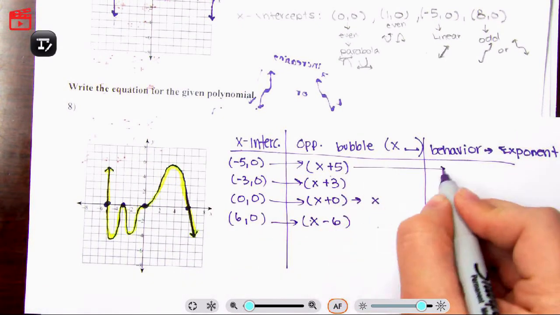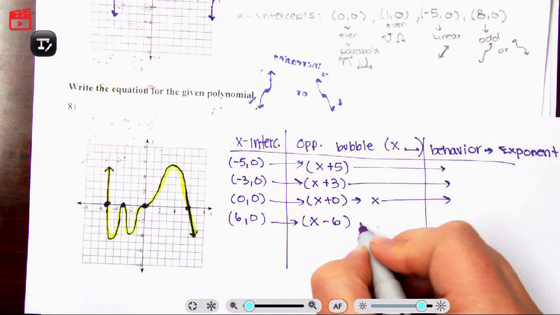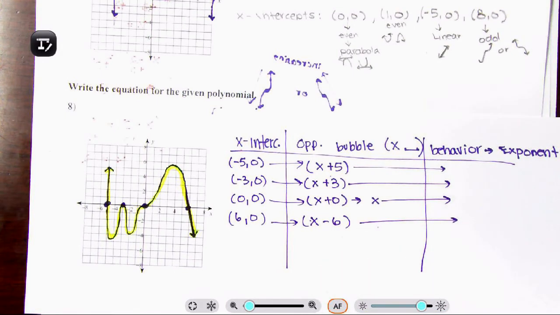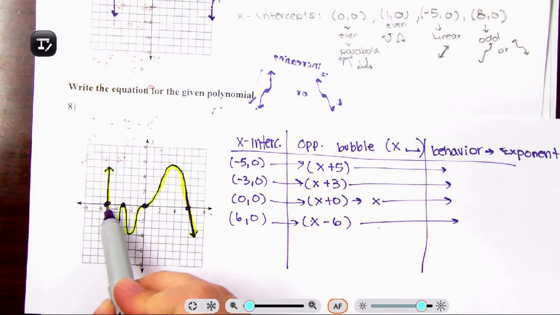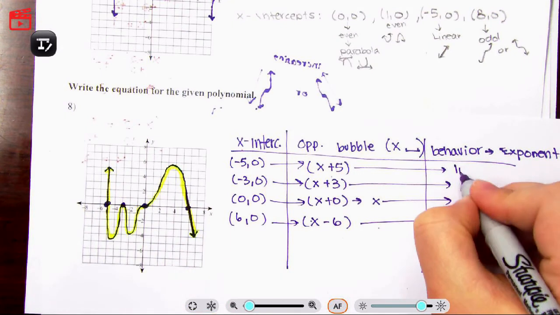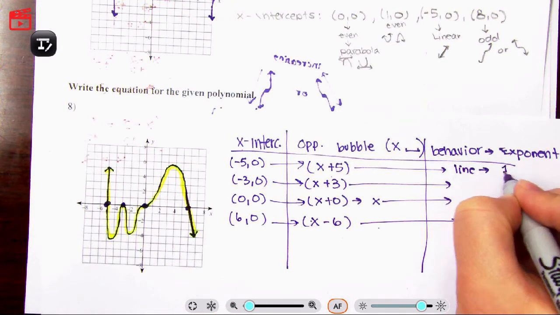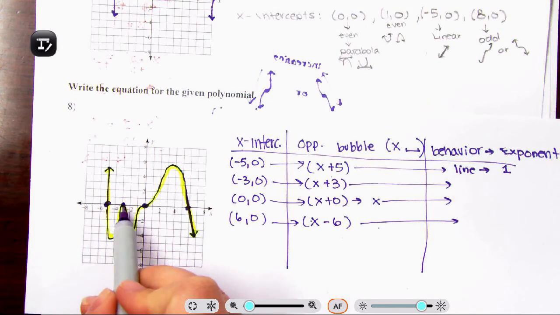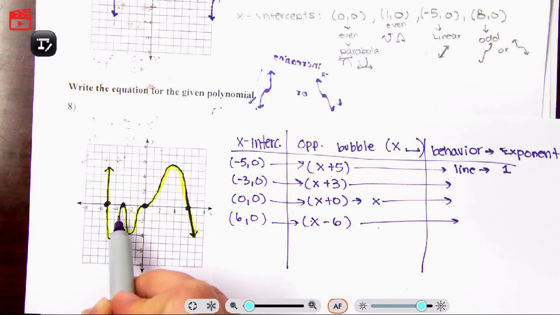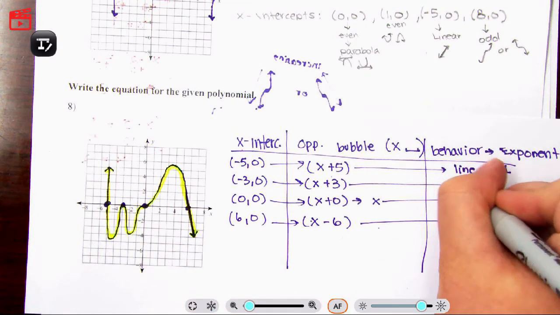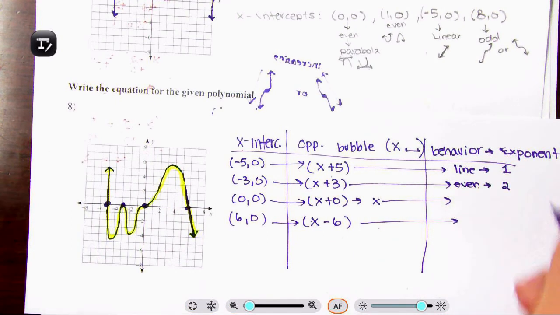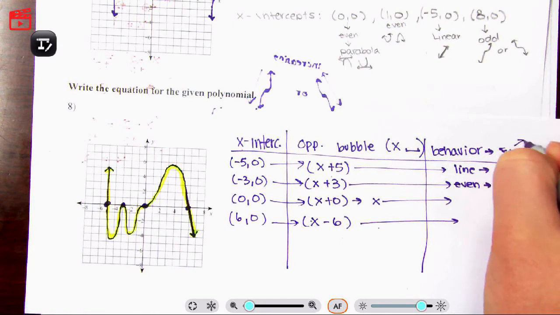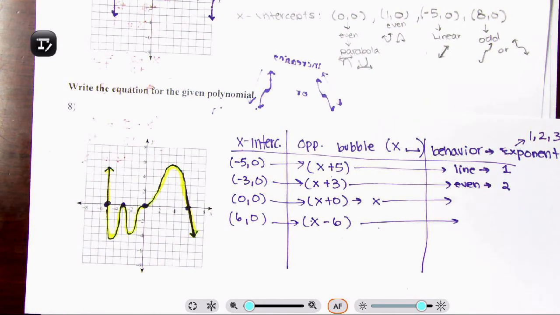So now we're going to say, hey, what was the behavior at each 0 to find out what our exponent is going to be. So at -5, I see a line. So the exponent is going to be 1. At -3, I see that it doesn't go through, that it's only touching the x-axis. That means it's even. And remember, this is the parabola of the least degree. So your options are 1, 2, or 3 only. Those are your only options for exponents.